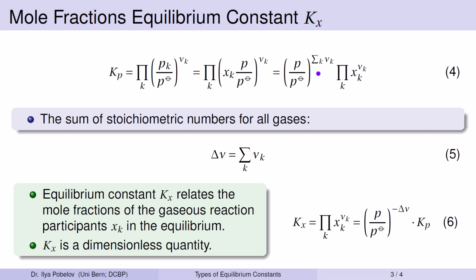Using these relationships, we introduce a new equilibrium constant, Kx. This constant relates the mole fractions of the reaction participants. Kx represents the product of each gaseous substance's mole fraction, each raised to its respective stoichiometric number. Note that just like Kp, Kx is a dimensionless quantity. The connection between Kx and Kp is made evident in the last equation, highlighting the role of pressure and the change in stoichiometric coefficients.